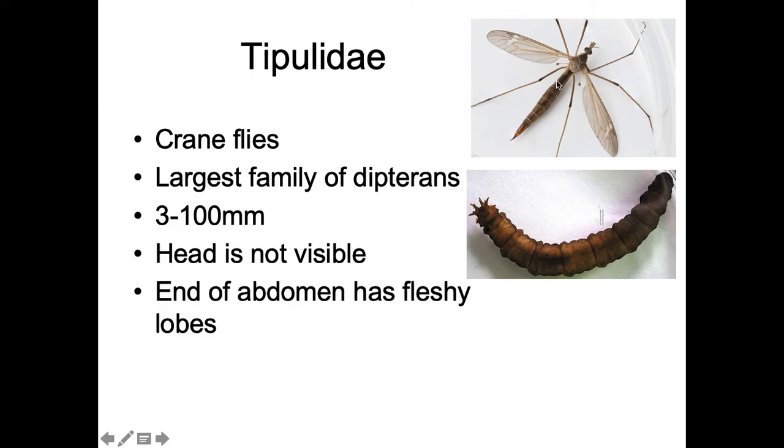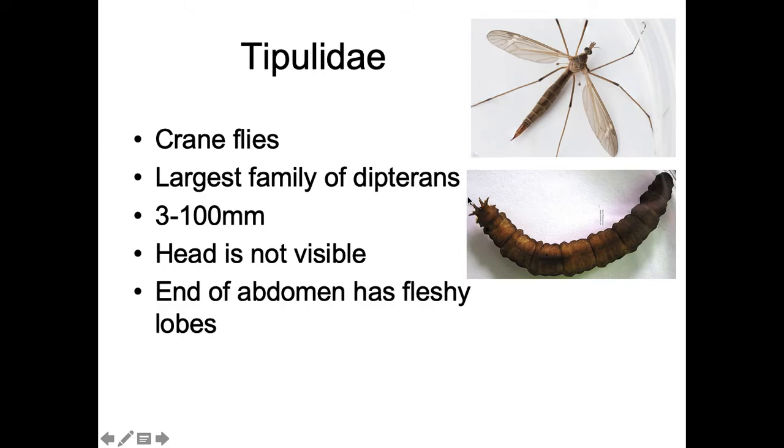And they're huge. So if you see the adults and you see these crazy long legs and something flying around, it's probably these guys. They're the largest family of dipterans. They can be lots of different sizes, anywhere from 3 to 100 millimeters. Some of them are big and chunky. The head is not visible on the larvae.